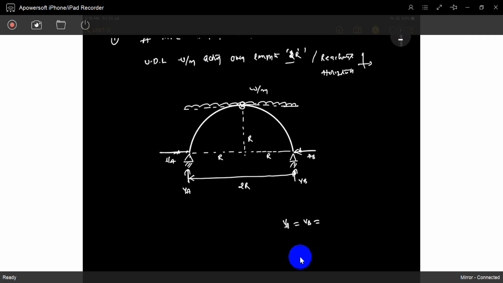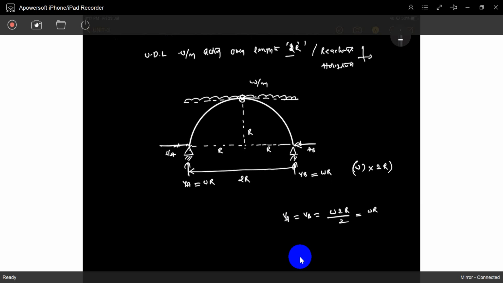So what is the total vertical load? Load intensity W, length is 2r. So the total load is 2WR. It is equally distributed, so you can easily say VA is 2WR divided by 2, so WR. Okay, no problem at all.